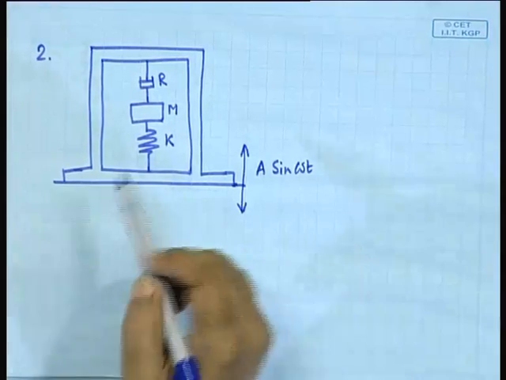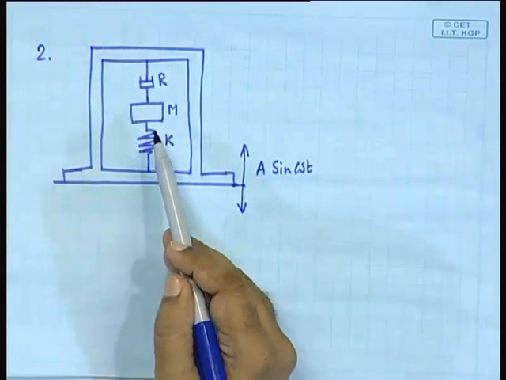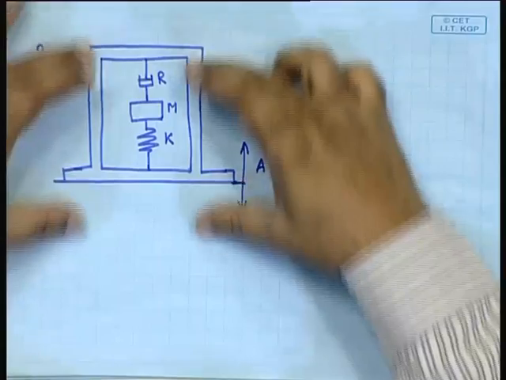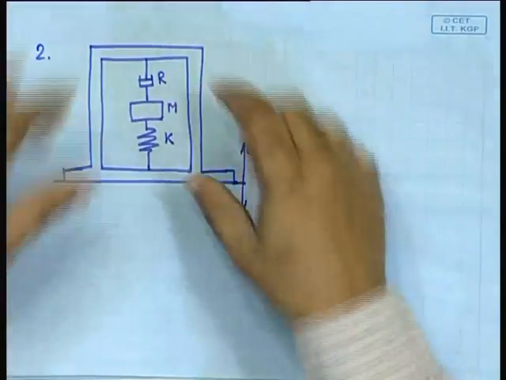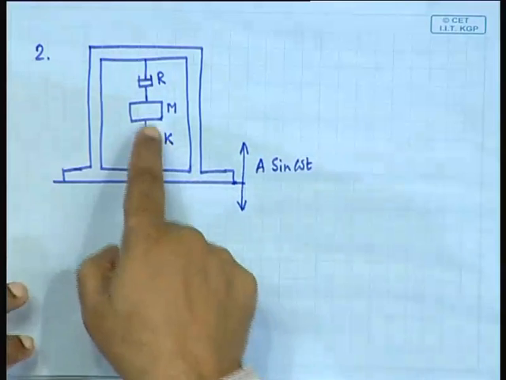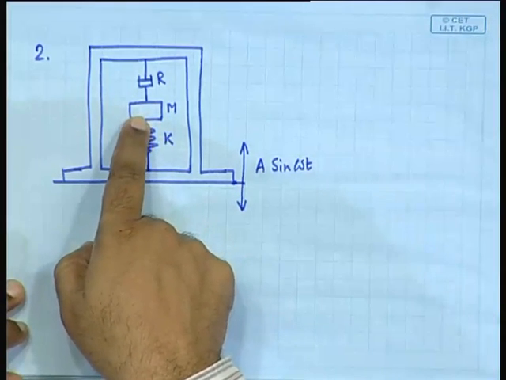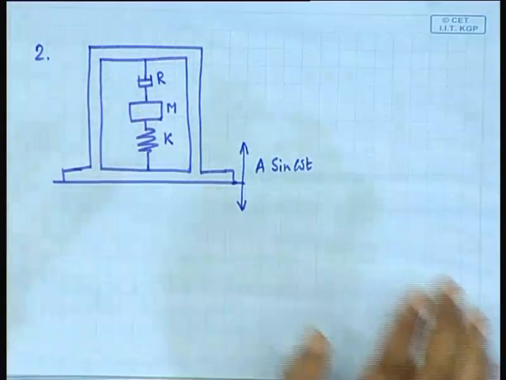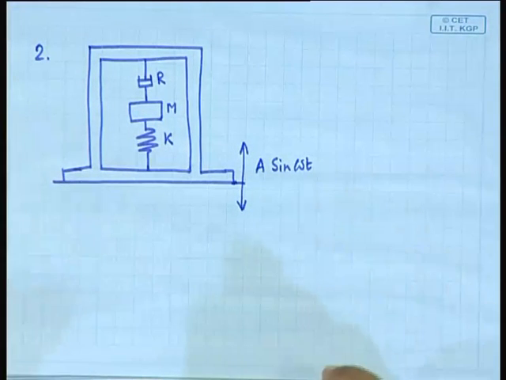You will see that this arrangement effectively acts as a vibration isolator. That means, if this thing is vibrating, then that vibration will be somewhat less as seen in the mass. So, obtain the equation of the vibration of this mass.